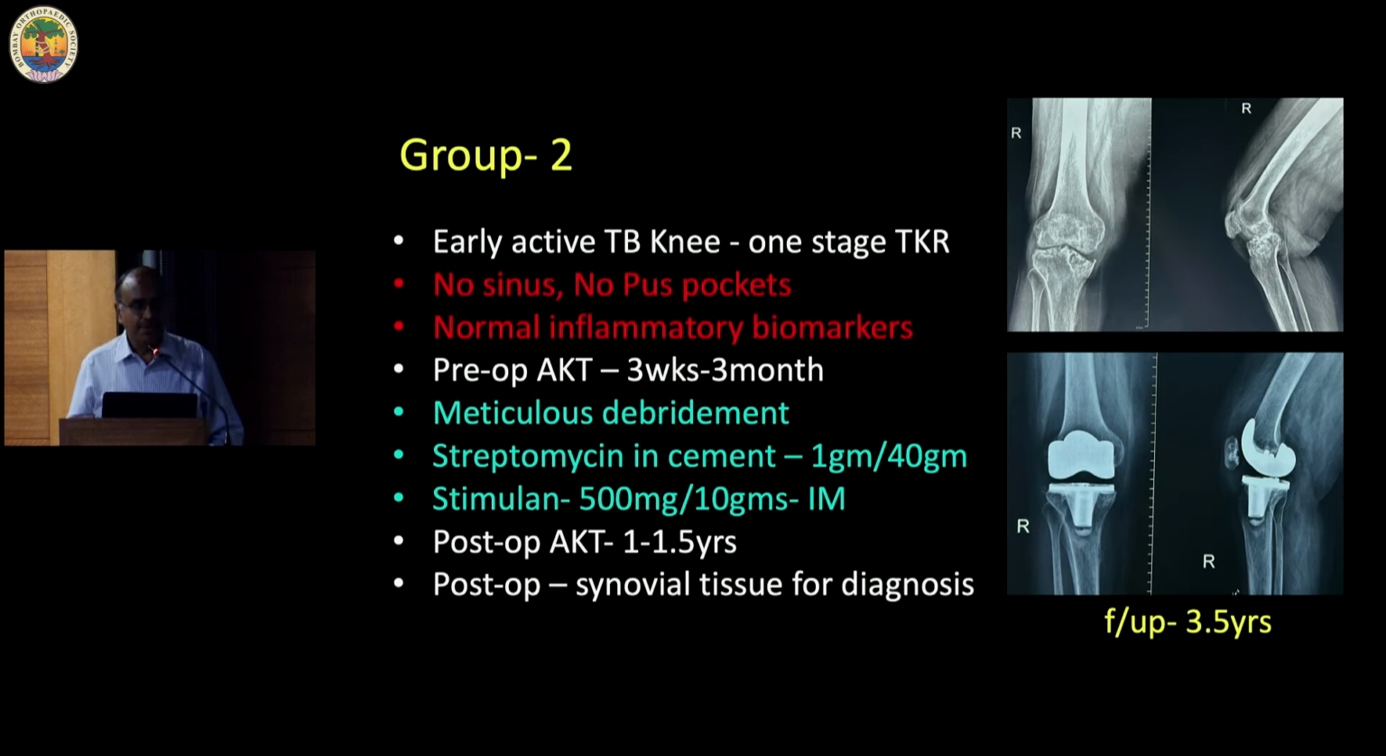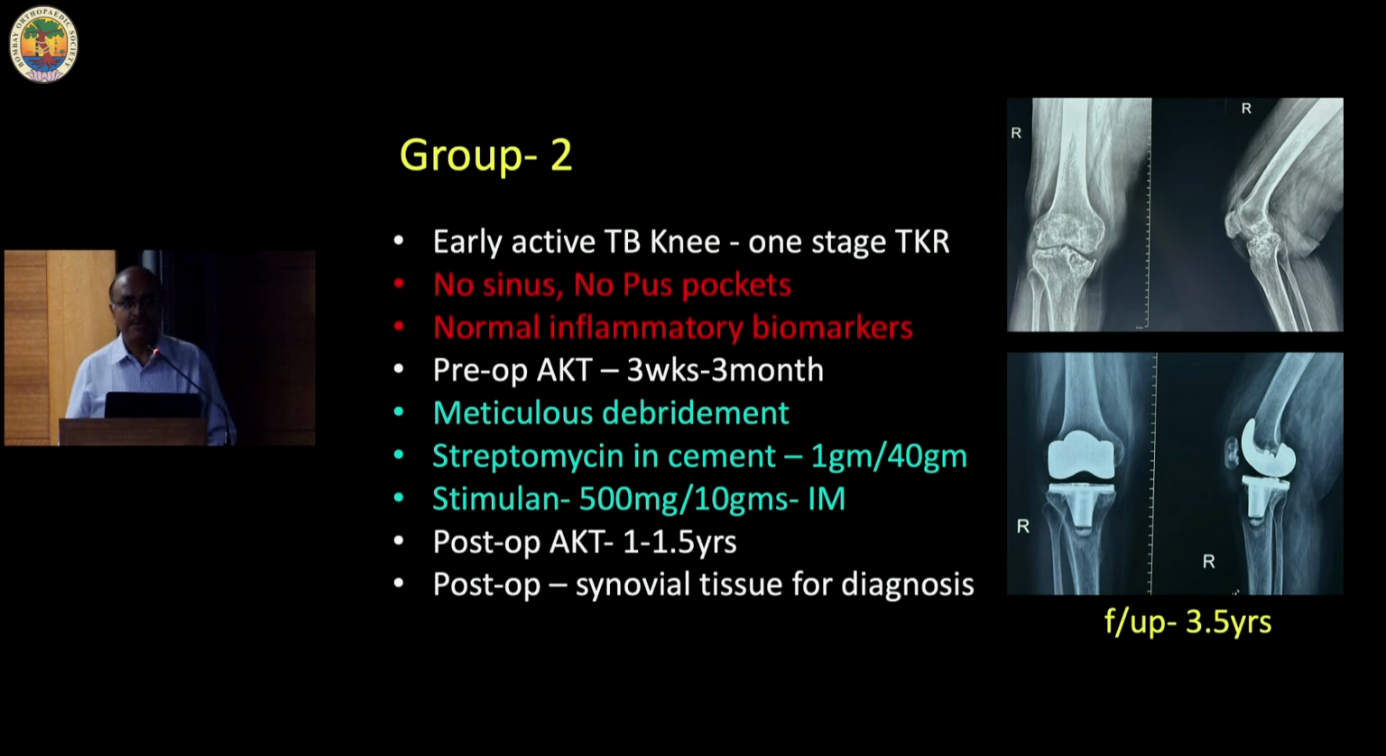The second group is early active tuberculosis of the knee, where you can do a 1-stage total knee arthroplasty. But remember, there should not be any sinuses, or any frank pus pockets anywhere, and your inflammatory markers should be normal before the surgery. If these 3 criteria are met, you can put these patients on tubercular treatment.